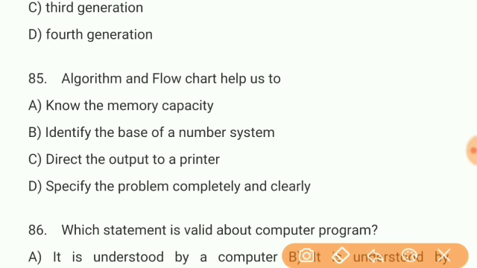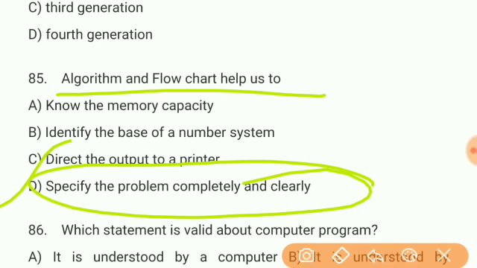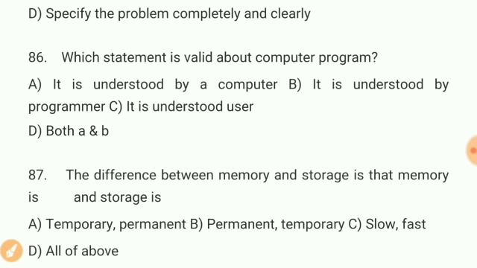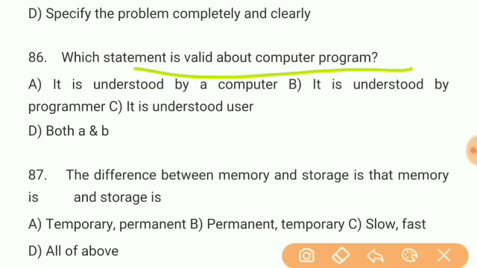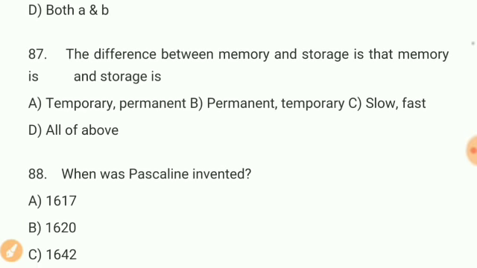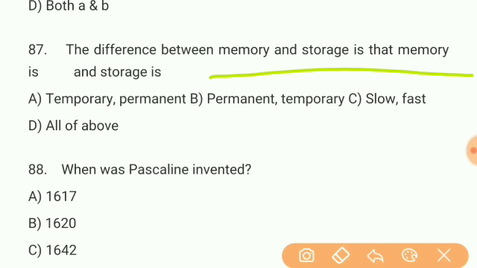Algorithm and flowchart help us to what? It helps us to specify the problem completely and clearly. Which statement is valid about a computer program? And it is both A and B. It is understood by a computer and it is understood by a programmer. Then the difference between memory and storage is that memory is dash and storage is dash. So number A is the correct answer, that memory is temporary and storage is always permanent.